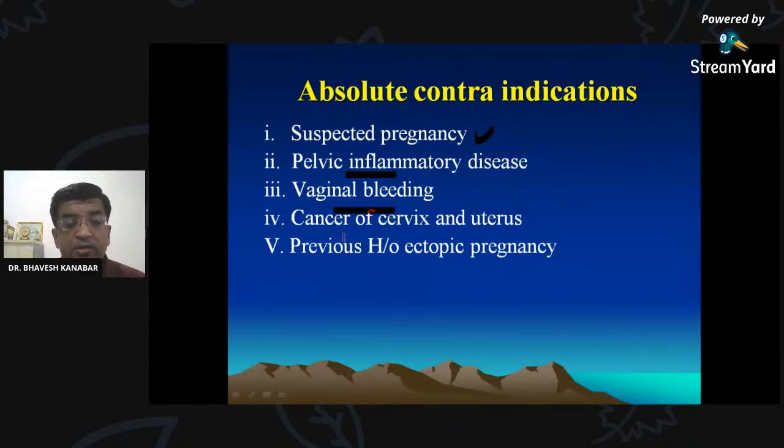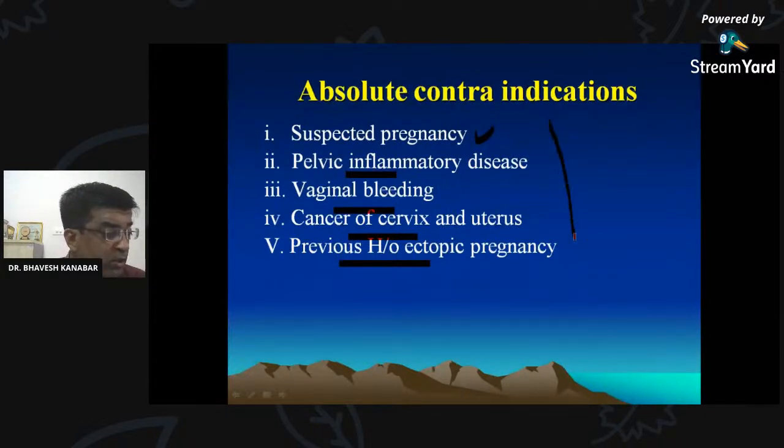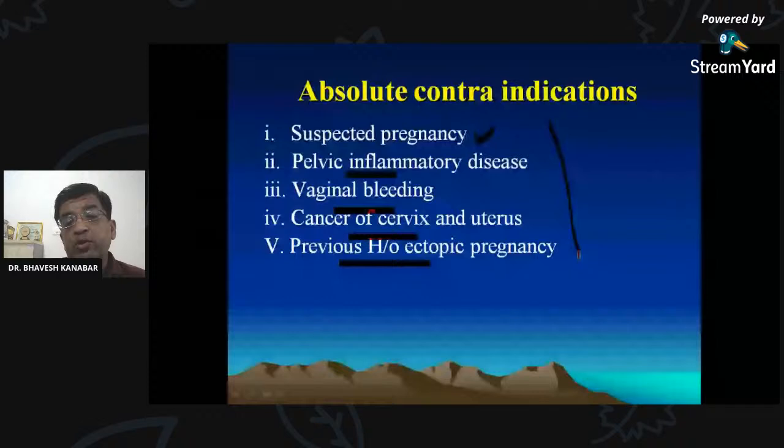Vaginal bleeding, then cancer of the cervix and uterus, previous history of ectopic pregnancy. As we know, with these devices there can be a chance of ectopic pregnancy. So we cannot insert the device whenever the woman has a previous history of ectopic pregnancy. If such absolute contraindications exist, then we have to give other options to the couple for contraception.